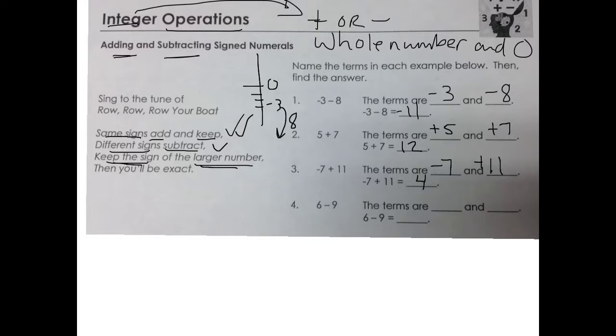Number 4, the terms are +6 and -9. So again, different signs, subtract. So this one comes from that rule. 6 and 9 are 3 apart. This time the larger number is 9 and it has a negative, so it is -3.